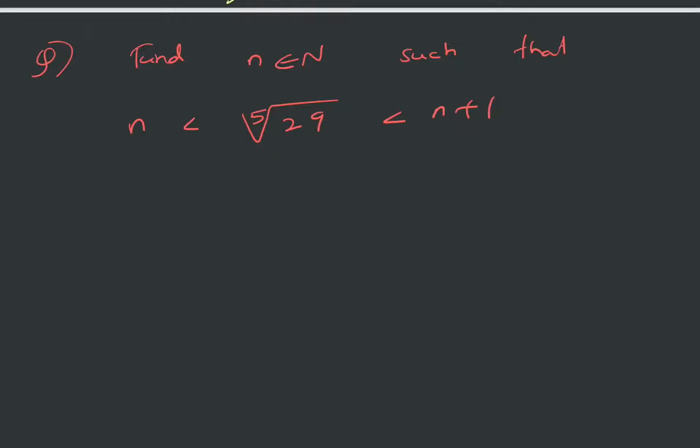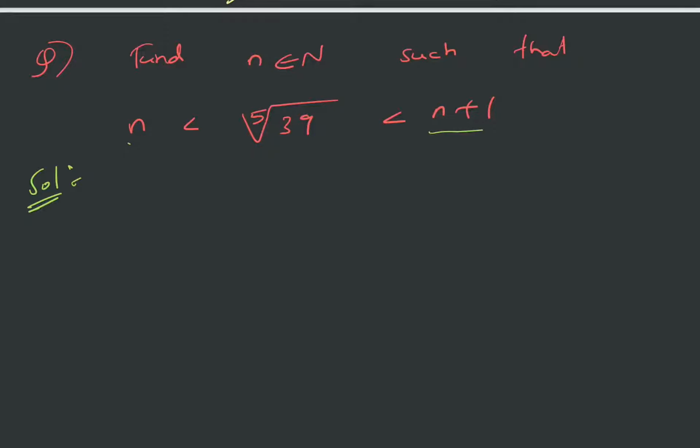So similarly, let us do the same process. Find n, where n belongs to natural numbers, such that n is less than, say, fifth root of, say, 29 is less than n plus 1. Or let us make it 39. Let us make it 39. So you need to find a natural number n for which n is less than fifth root of 39 is less than n plus 1.